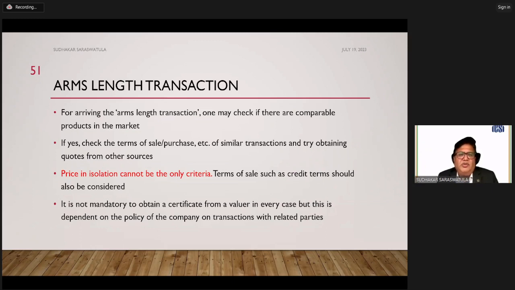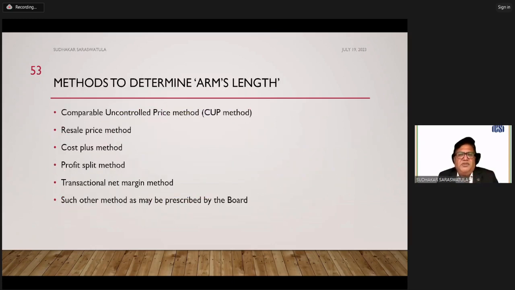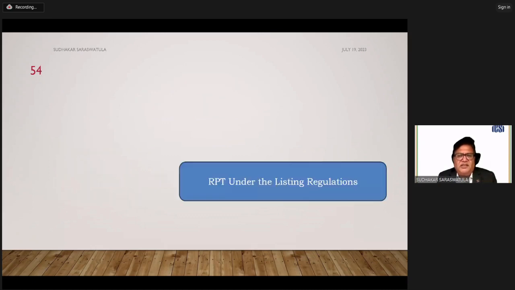As I was mentioning to you, you have to ensure that the terms and conditions are there. Of course, you have to establish it, no doubt about it, and all these backup papers will support arriving at an arm's length transaction. But that is not the only criteria which will safeguard you. You have to establish that all the terms and conditions are at par. So these are certain methods, based on the transfer pricing guidelines, of determining the valuation as far as arm's length pricing is concerned.